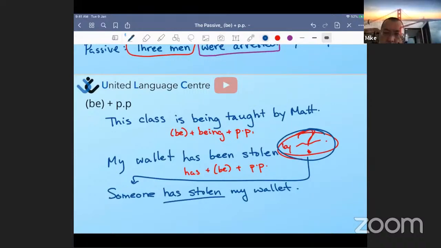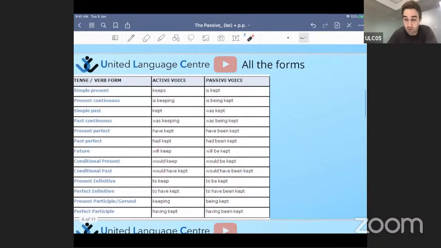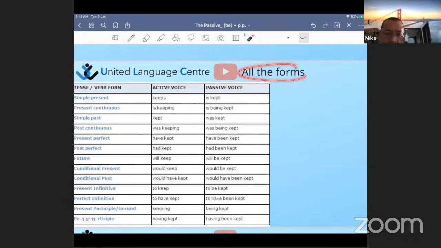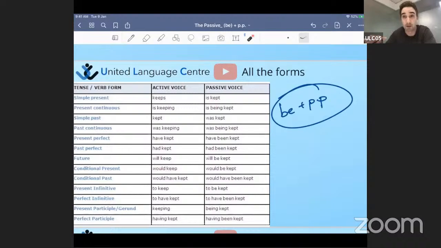So here are kind of all the different forms, okay? All the forms of be plus PP, right? Really important. Every passive sentence will have some form of be plus PP. All right. So here is active and here is passive. This is quite a nice little table. Most textbooks, if you have an intermediate or above textbook, have this.